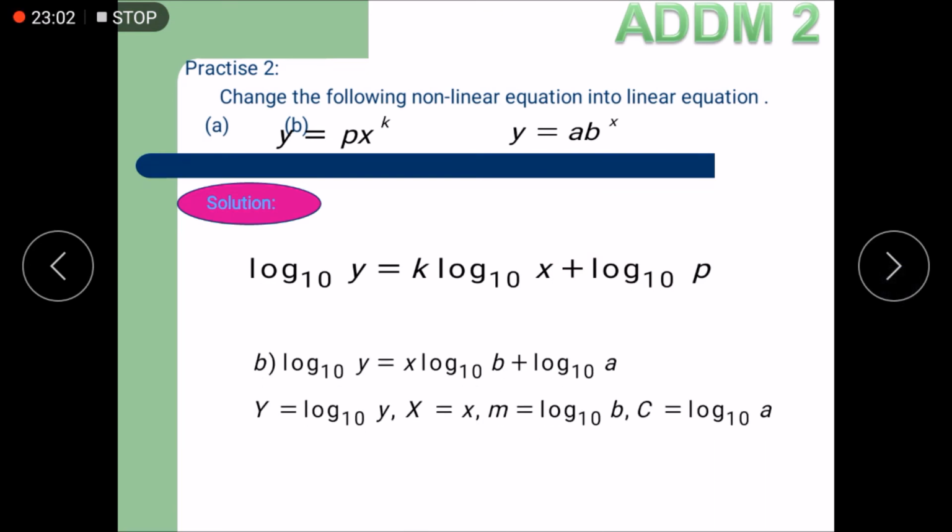Now second example, B. Same thing, I will take log on both sides. After that, I bring down the x. So now my y-axis is log y, my x-axis is still x, the gradient is log b, and the y-intercept is log A. So this is the example.